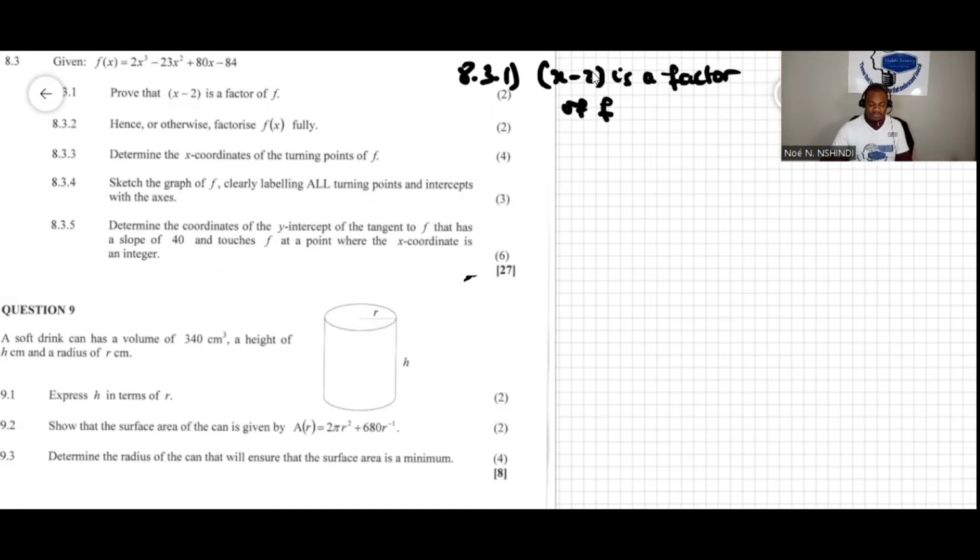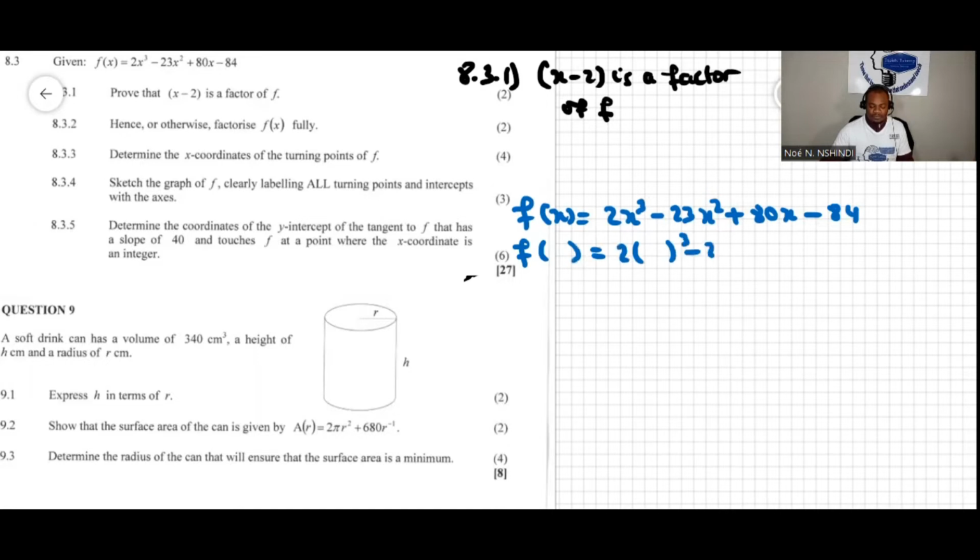In other words, f of x is given by 2x cubed minus 23x squared plus 80x minus 84. We will then work out f of 2, meaning we're going to work out f of 2 and then check if f of 2 will make the function equal to 0.